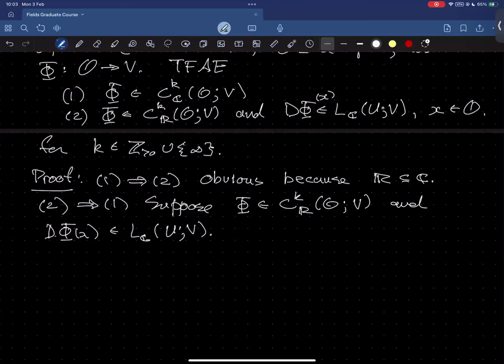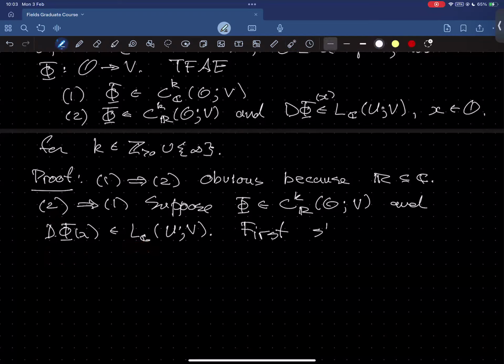Okay, so the first thing we're going to do is show not just that the first derivative is complex linear, but that the higher derivatives, the dk phis, are complex multilinear. Okay, and so let's do that.